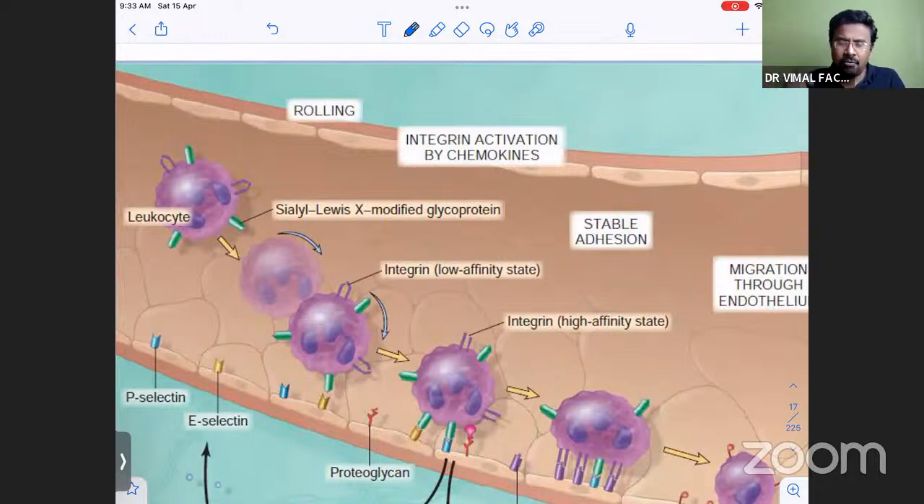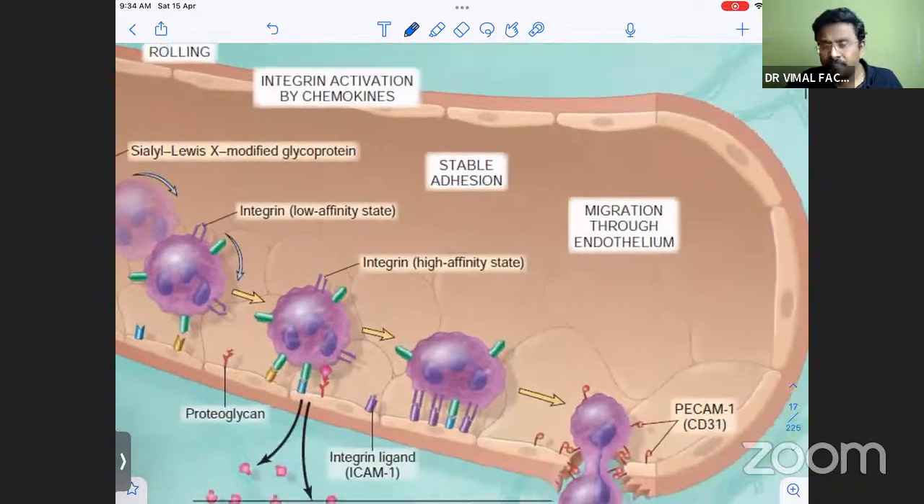The ball will touch the ground, and then it will be rolling. And after that, it will keep on rolling, and at one place it will be firmly adherent. A similar thing happens: the cell keeps on rolling on the blood vessel wall, and at one place it firmly adheres to the vessel wall.